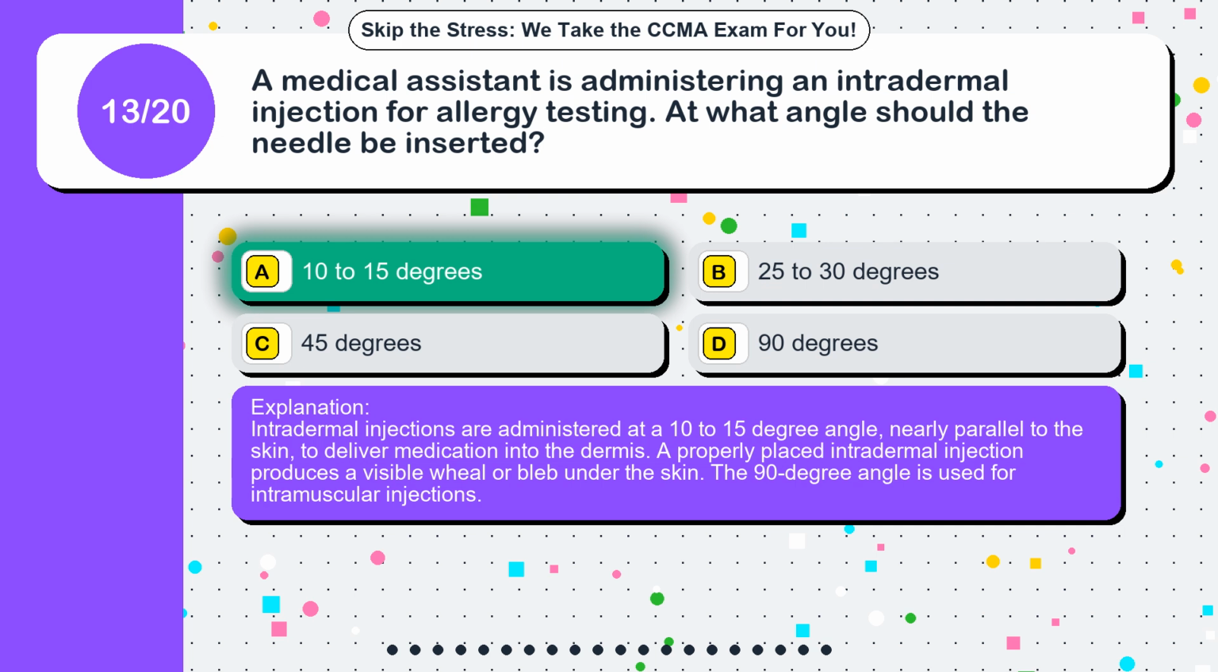Intradermal injections are administered at a 10 to 15 degree angle, nearly parallel to the skin, to deliver medication into the dermis. A properly placed intradermal injection produces a visible wheal or bleb under the skin. The 90-degree angle is used for intramuscular injections.